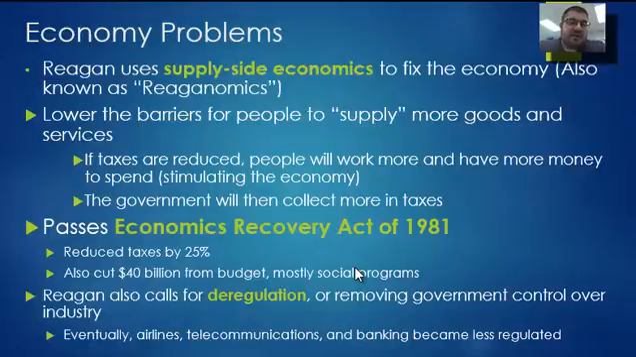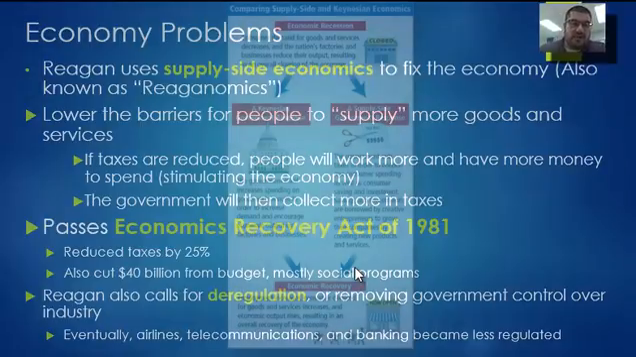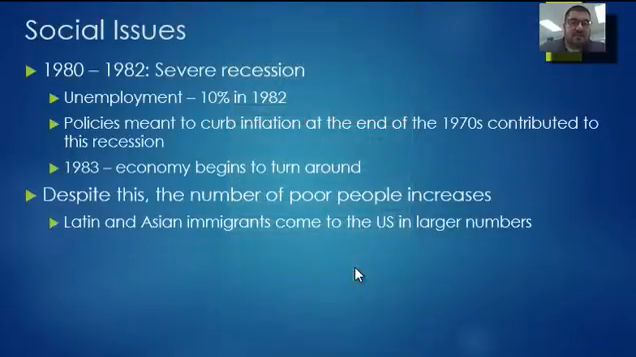So Reagan also calls for the deregulation of industry in the 1980s, or removing government control over industry. So eventually regulations are taken off of the airline industry, the telecommunications industry, and the banking industry regulations are lightened, which may lead to some trouble down the road, according to some people.